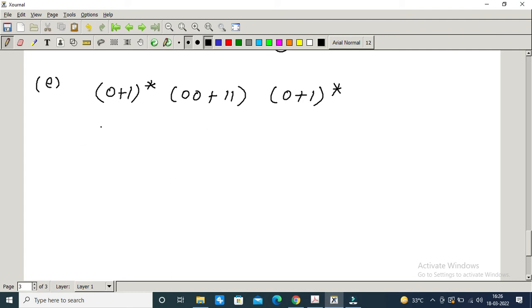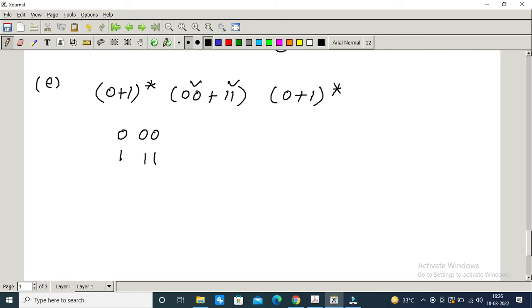So now if I break this, right, (0+1)* means the string which my machine is going to consider will be like this. It can start with 0 or 1, or any number of 0s or any number of 1s, right? So it starts with either 0 or 1, but then this can be either 00 or 11. So 00 or 11.